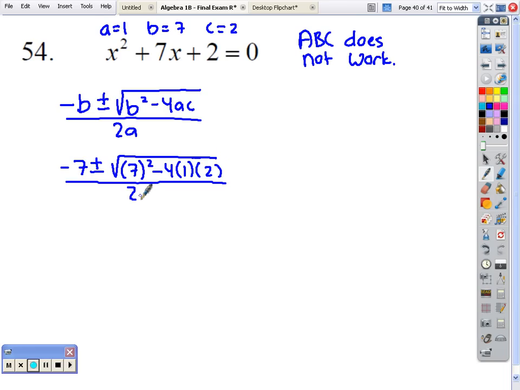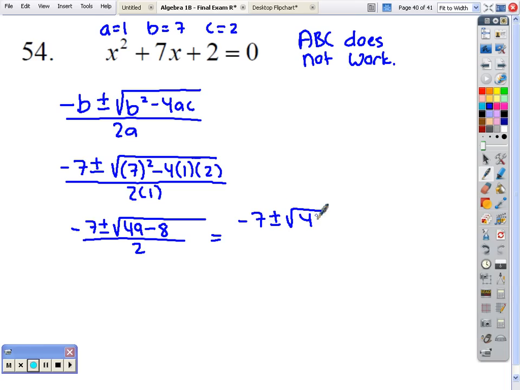Over 2a, which is 2 times 1, so you can now simplify it further. Negative 7 plus or minus 7 squared is 49, minus 4 times 1 is 4, times 2 is 8, over 2. Let's simplify it even further, so I have negative 7 plus or minus the square root of 41 over 2. And believe it or not, that is an acceptable answer.